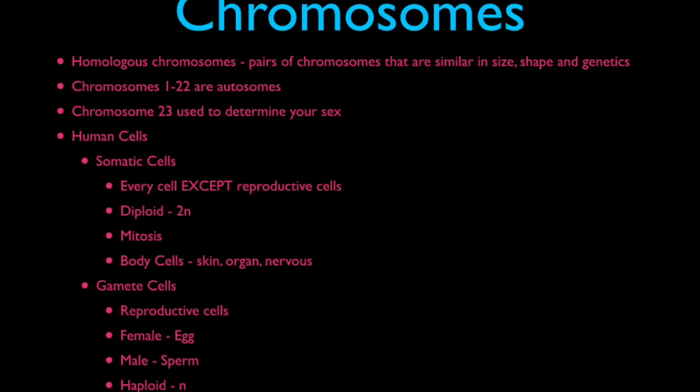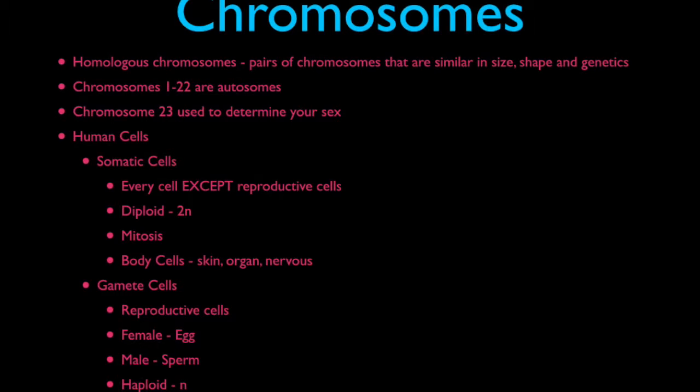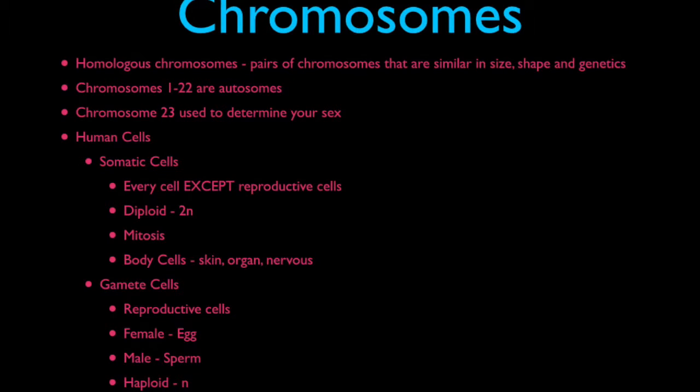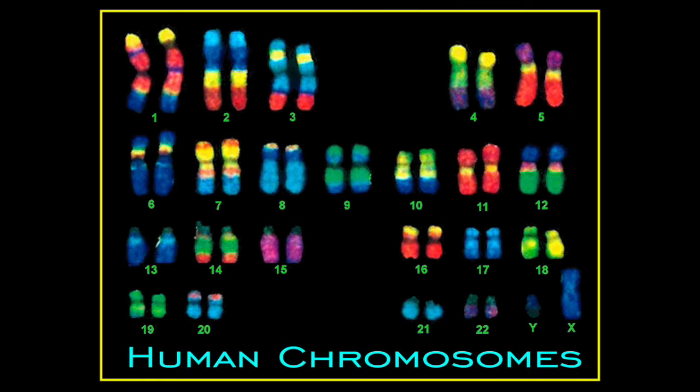Gamete cells, these are the reproductive cells. The female cell is known as the egg, and the male cell is known as the sperm. They are haploid cells, which is represented by N. These cells undergo meiosis. Here's a picture of the different types of cells. You can see number 23 isn't even numbered, it's just the X and Y, because that's what determines your sex, whether you'll be male or female.